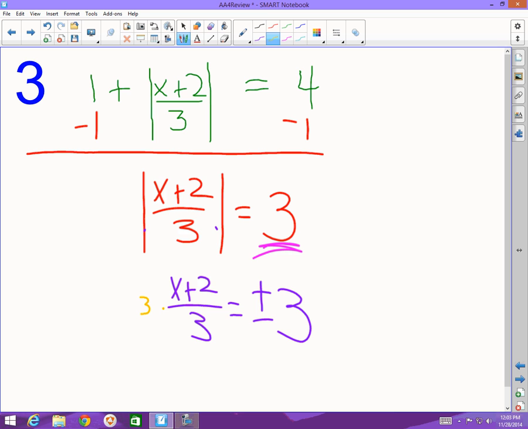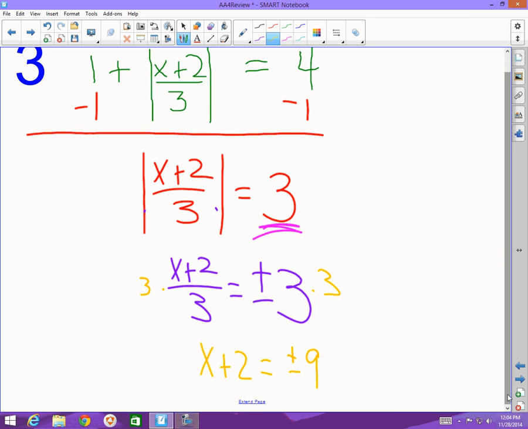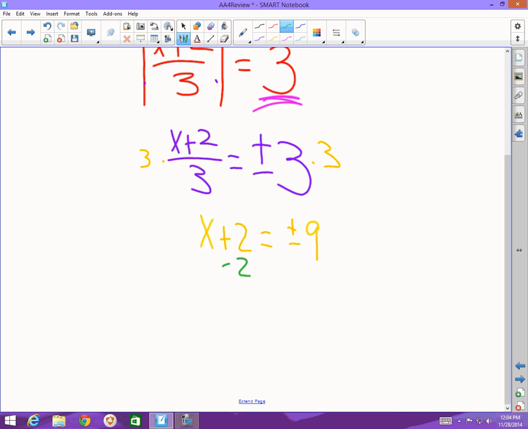All right, so now multiply both sides by 3, and you get x plus 2 equals positive and negative 9. And finally, subtract 2, and you'll get x equals negative 11 and 7. Because 9 minus 2 is 7, and a negative 9 minus 2 is a negative 11.